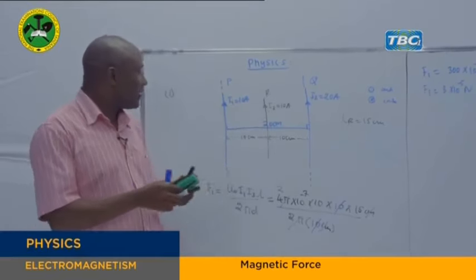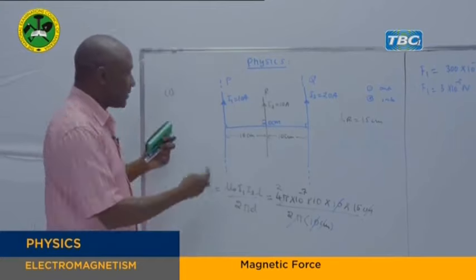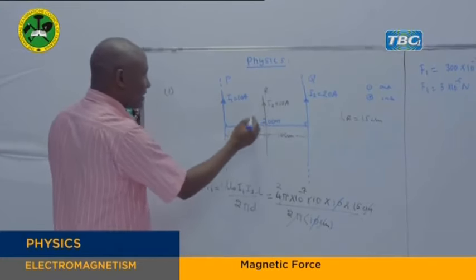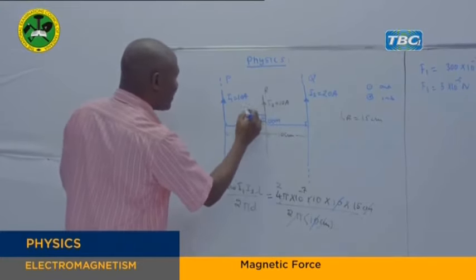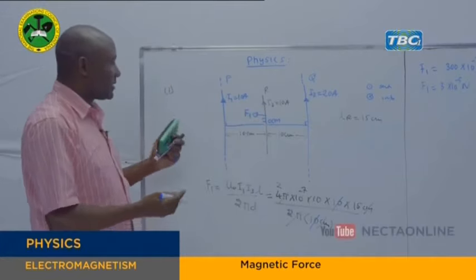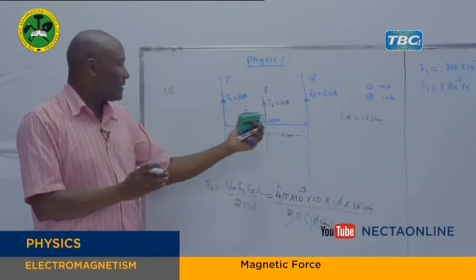So there must be a force of attraction here. So this will be attracted here. This force F1 will be moving in this direction. So it is a force of attraction. This force will be attracted.